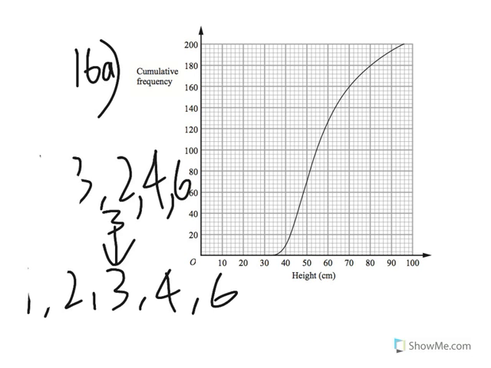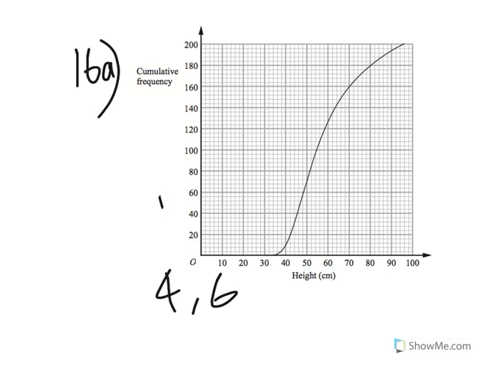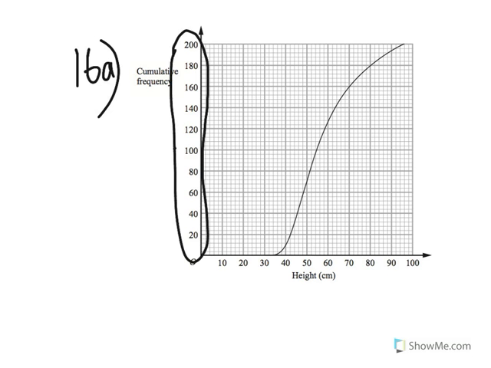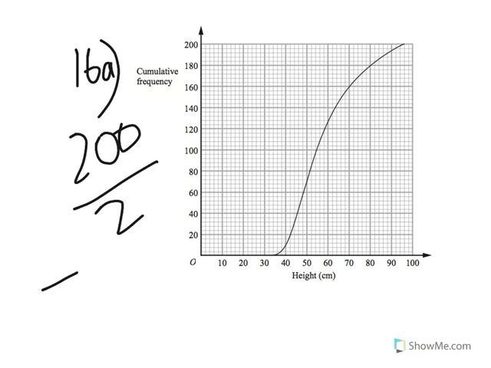Now applying it to this, all of these values are already ordered, since the height goes from 0 to 10 to 20 to 30 and so on. So all we have to do is find the middle value. The middle value is the middle of the y-axis, because there are 200 plants. 200 divided by 2 gives you 100, so the median frequency should be at 100. So you go to 100 and you go all the way across to the graph.